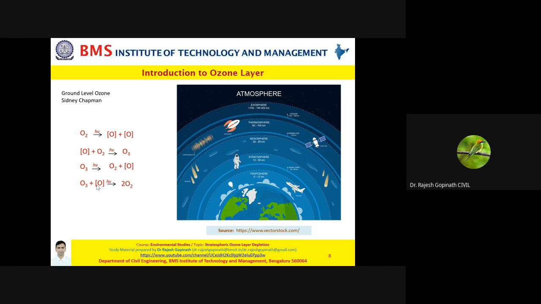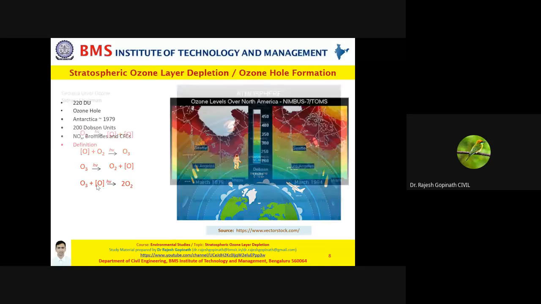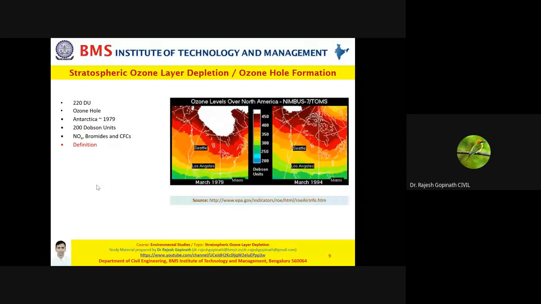There is an equilibrium which is maintained in these 4 reactions that doesn't allow ozone depletion or ozone hole formation to happen. Now let us have some more knowledge with respect to the ozone layer.